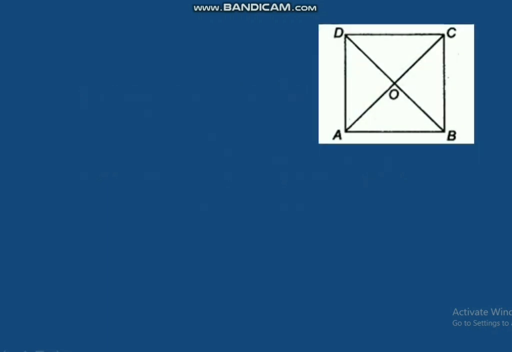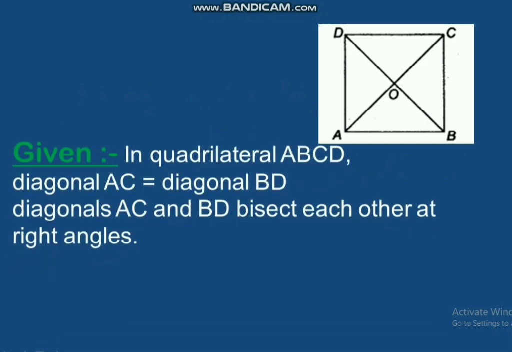Consider a quadrilateral ABCD. So we could write AC is equal to BD, which is given because the diagonals are equal. Also, AC and BD bisect each other. That is, OA is equal to OC and OB is equal to OD. And they are bisected at right angles. That means each angle formed around O is 90 degrees.